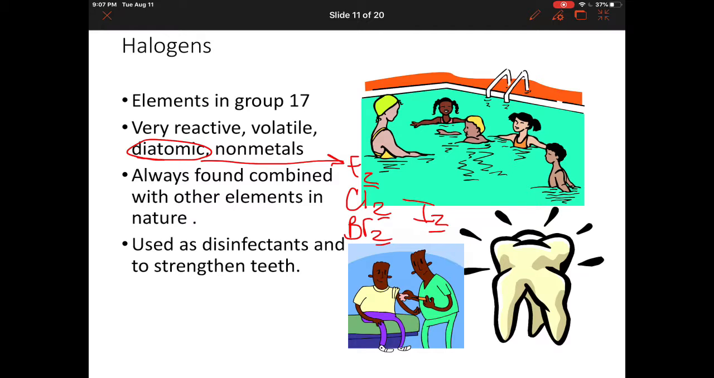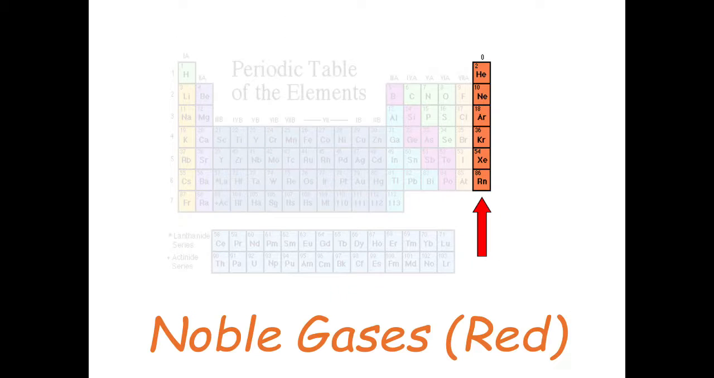These halogens are used as disinfectants, like chlorine for your swimming pool, and they're used to strengthen your teeth. So most of our water is enhanced with fluorine. Fluorinated toothpaste is also a thing that we often use, except for babies. So it helps to strengthen your teeth.